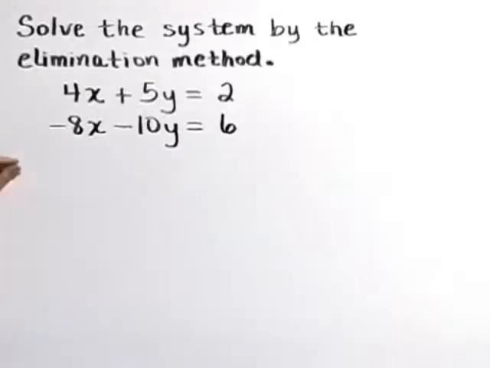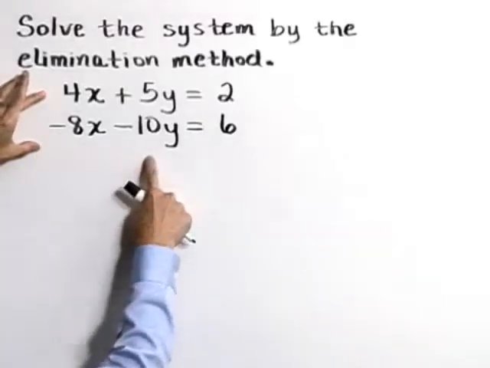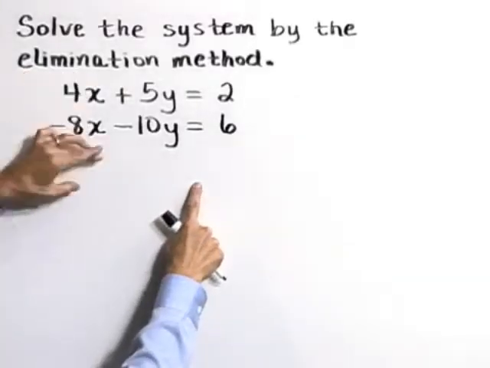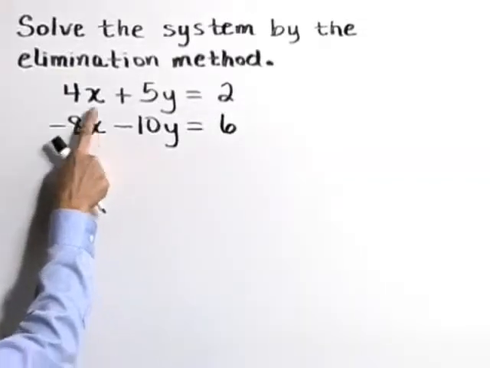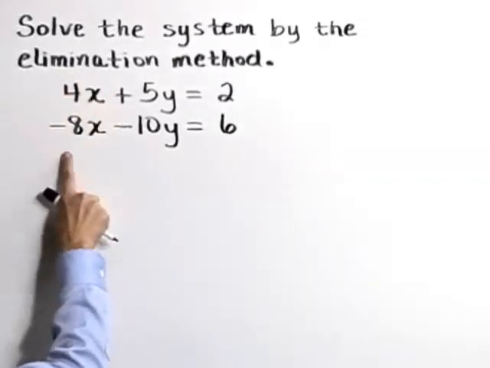Well, in using the elimination method, we'd like to be able to add these equations together and get either the x or y variable to cancel out. So let's say we choose to eliminate the x variable.